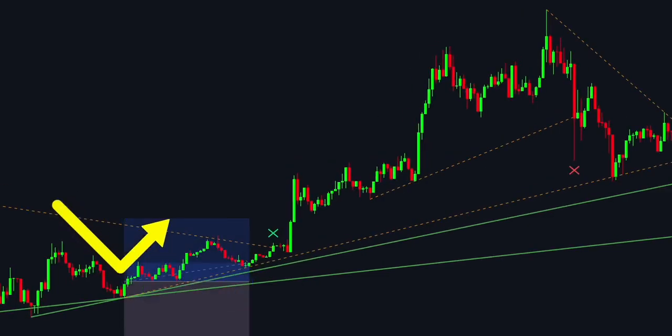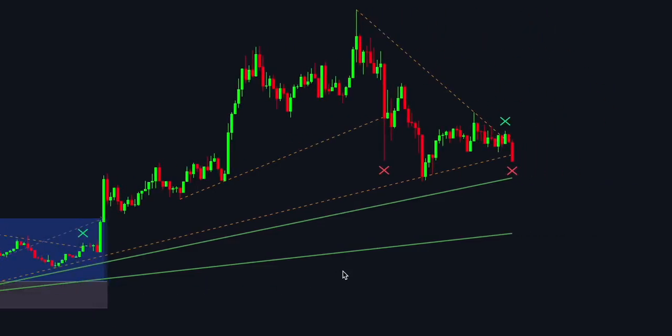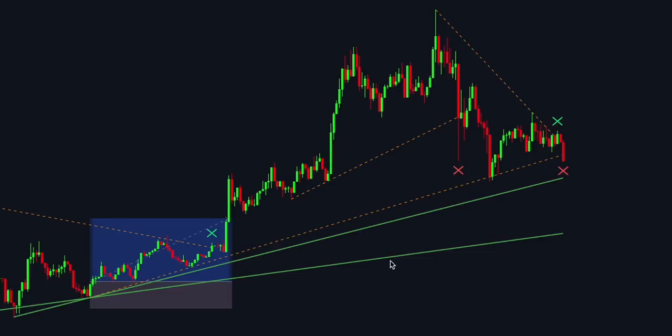In this case, you would buy somewhere here. This strategy is much more accurate than the first one. Its winning ratio is around 55 to 60%. However, this is if you use the indicator alone, which I do not recommend. As you already know, the more confirmations you have, the better.